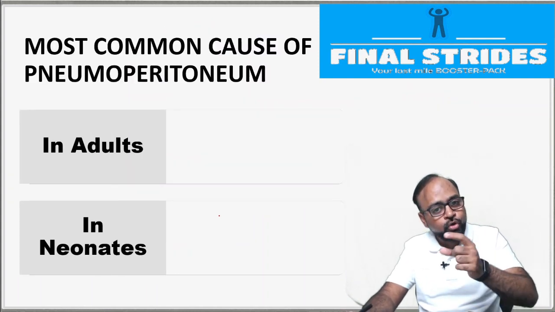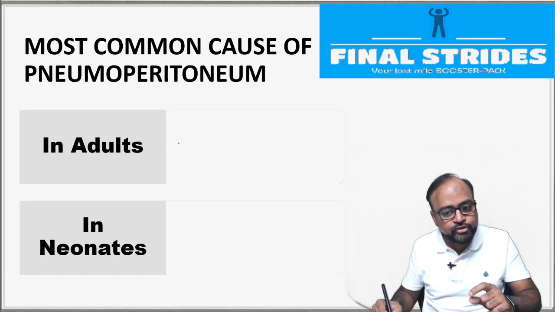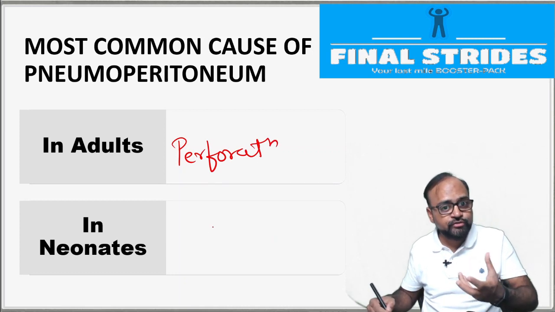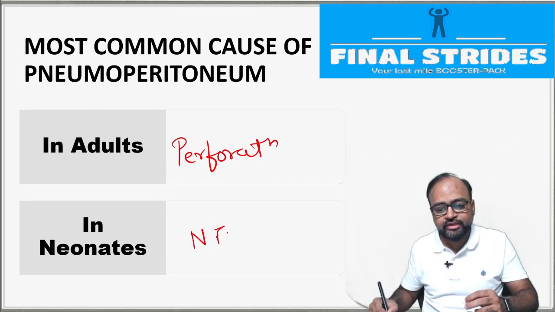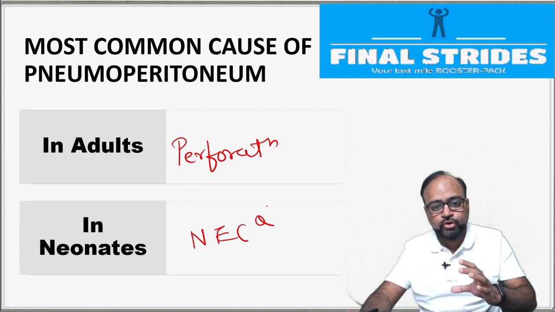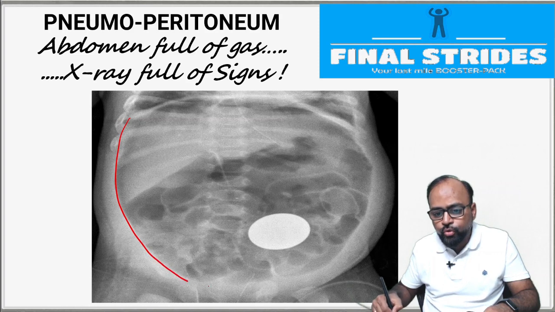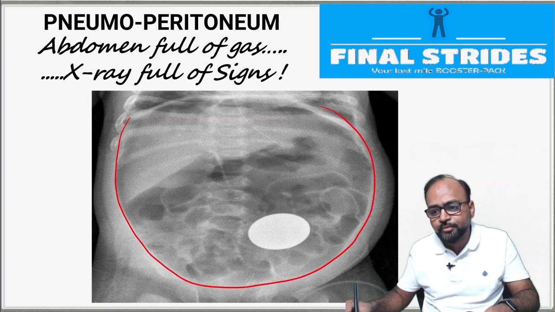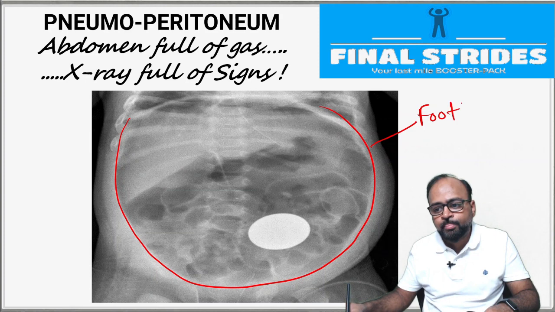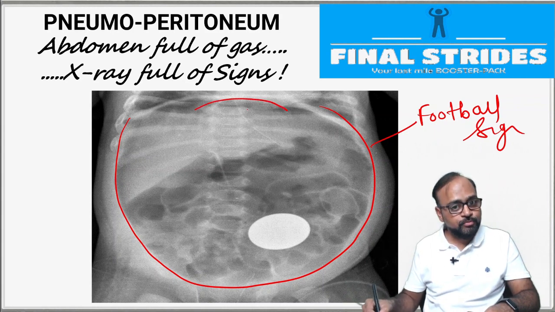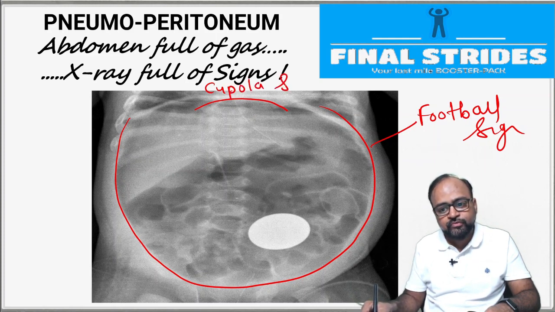Most common cause of pneumoperitoneum in adults, remember, is usually bowel perforation. Whereas in neonates, if you see pneumoperitoneum, it is usually necrotizing enterocolitis. So these are the most common causes. Various signs have been described, right? You see a big oval lucency over the central abdomen. This has been called the football sign. You see a dome-like lucency just below the central tendon of the diaphragm. This has been called the cupola sign, right?